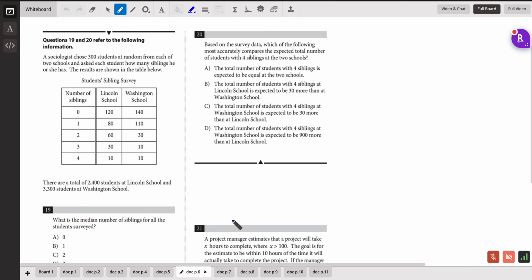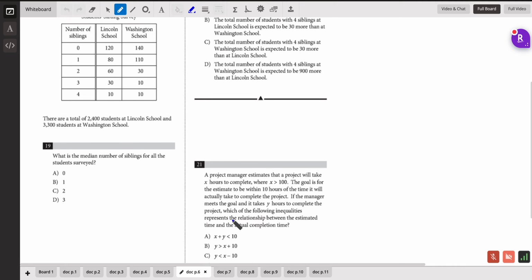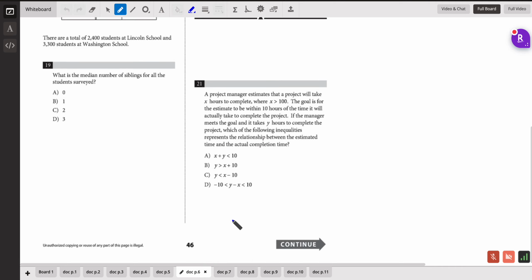Okay, page 6, we have another graph here, and I'm going to skip this one just because we basically just went over something really similar, for the interest of time. We go to 21 here.